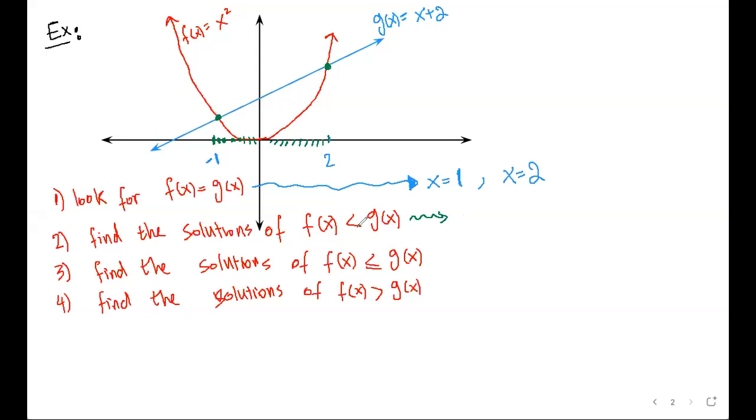Here we don't have equal. We include parentheses, -1, 2, parentheses. Yeah, so we have to make it open parentheses. What about this one? Who will do the third one?